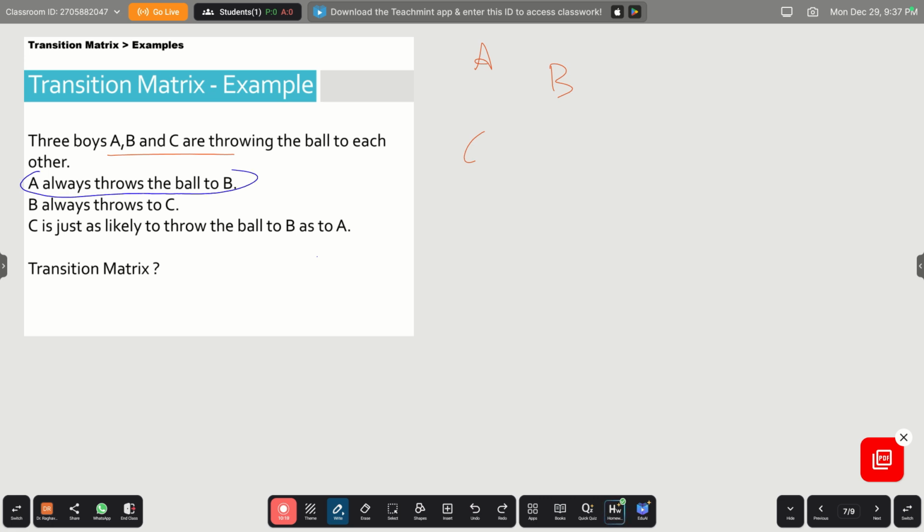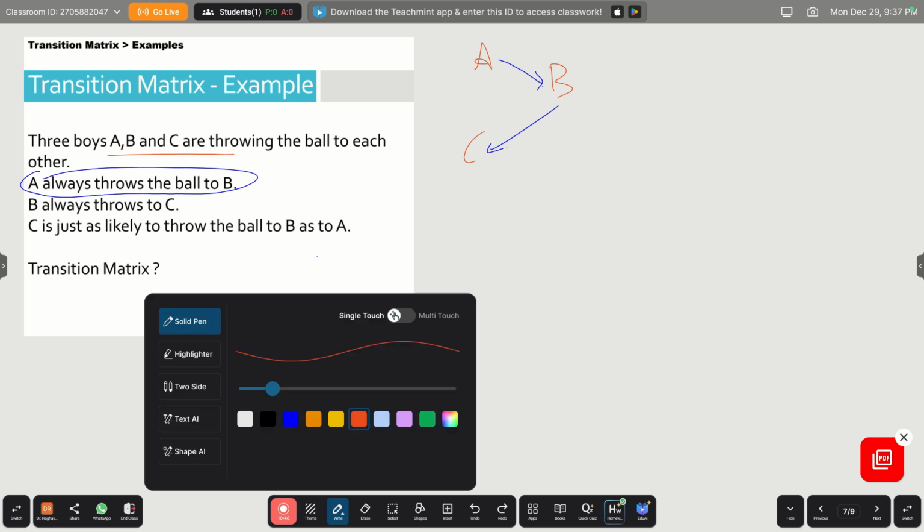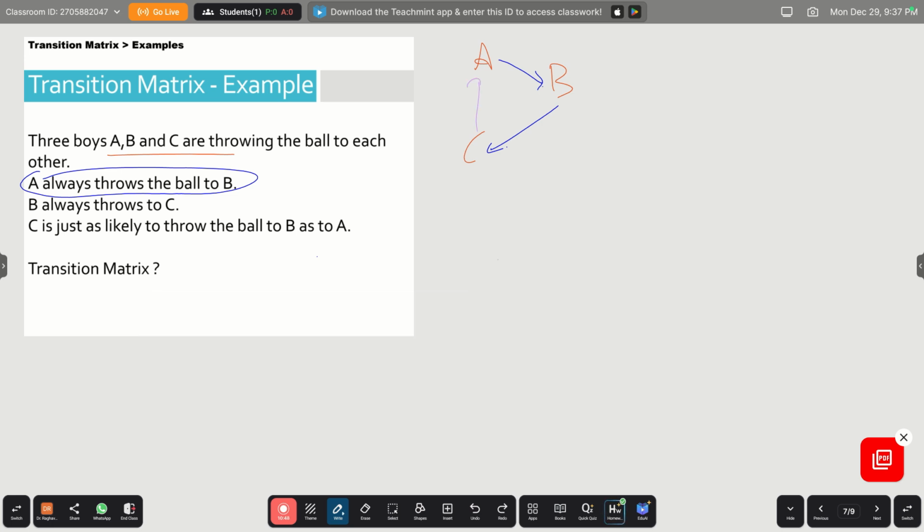A always throws the ball to B. A throws the ball to B always. And B always throws the ball to C. C is as likely to throw the ball to B as to A. So A is always targeting B. B is always targeting C. But C is not targeting anyone. So C is throwing to A and B with the same probability. So C is throwing to both of them. He is throwing to A as well as he is throwing to B.